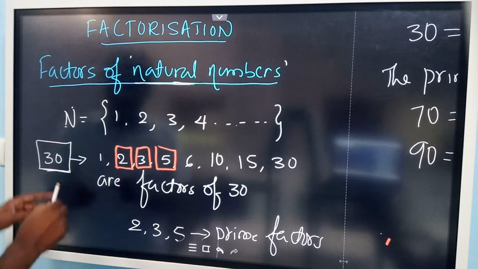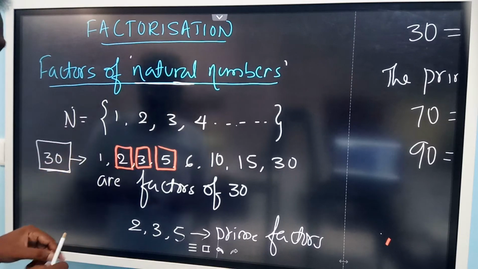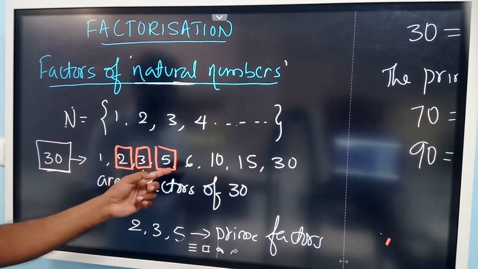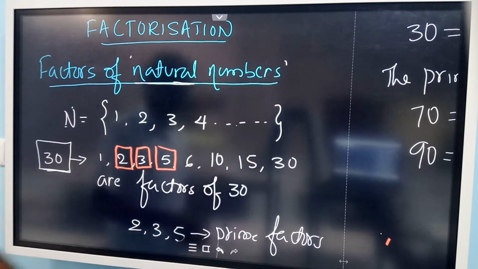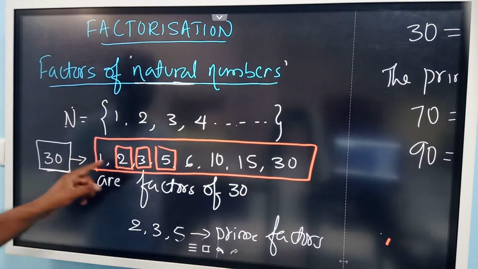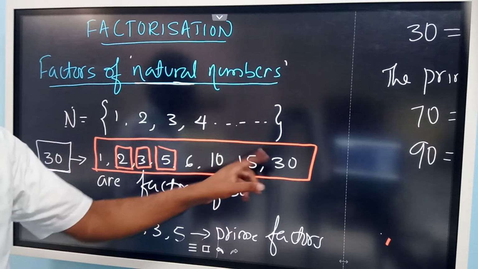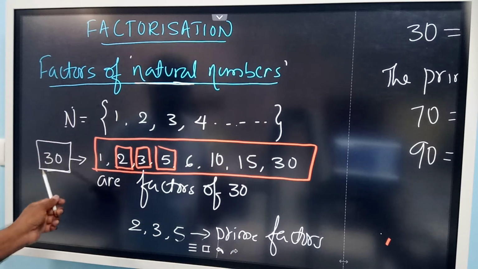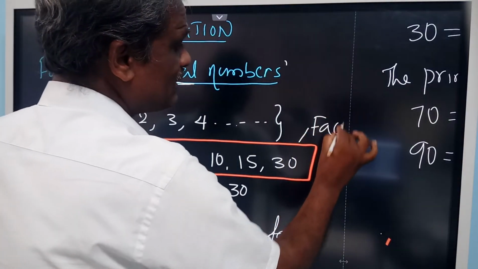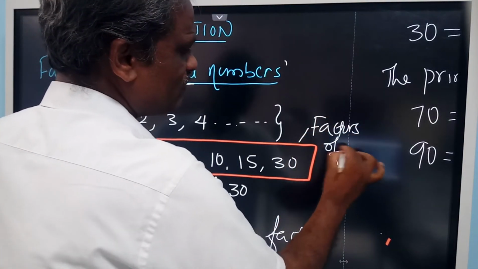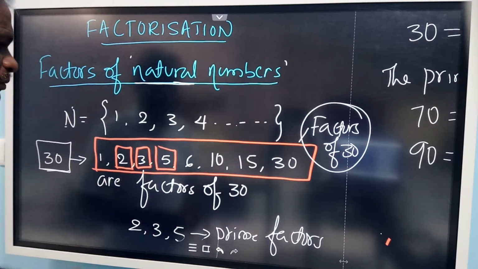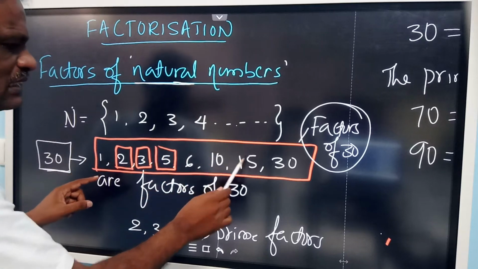The factors of 30 are the numbers which divide 30. It is divisible by 1, 2, 3, 5, 6, 10, 15, 30. So these are all the factors of 30: 1, 2, 3, 5, 6, 10, 15, 30. These are the numbers which divide 30, therefore they are called factors of 30.